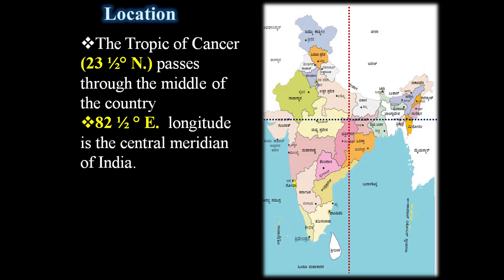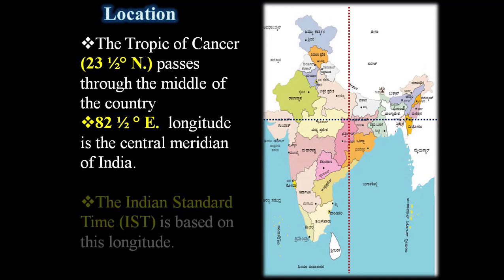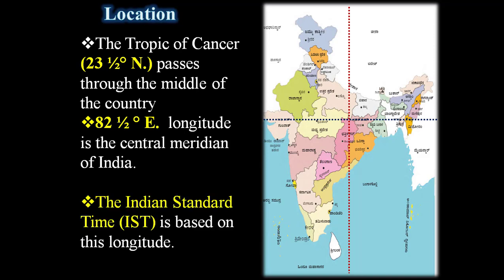And the next, 82.5 degree east longitude, which passes through the central meridian of India. It is considered the central meridian of India. That is known as 82.5 degree east longitude. It is also considered as the IST. These red dots, this is known as IST. Indian Standard Time is based on 82.5 degree east longitude.